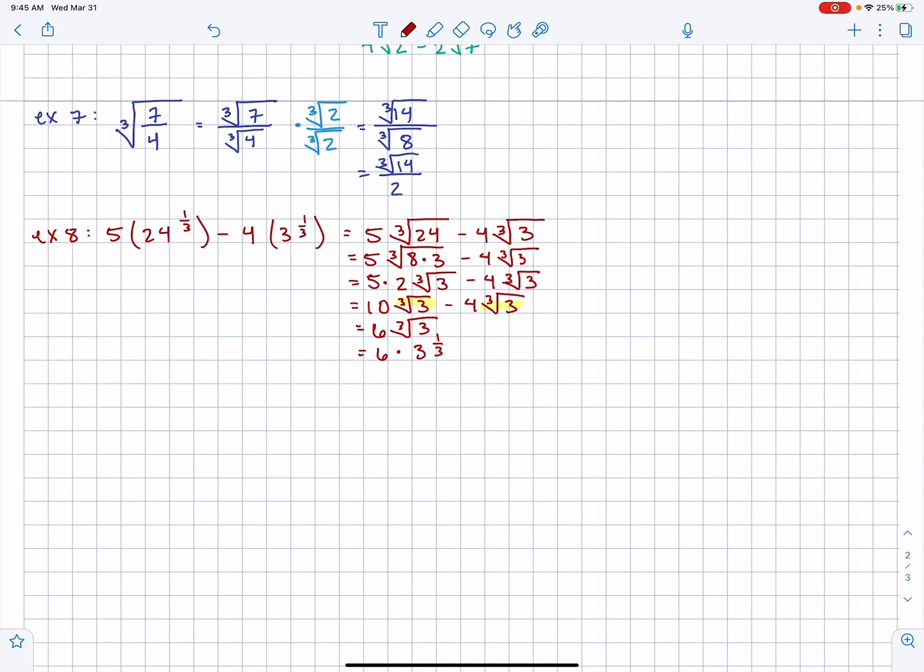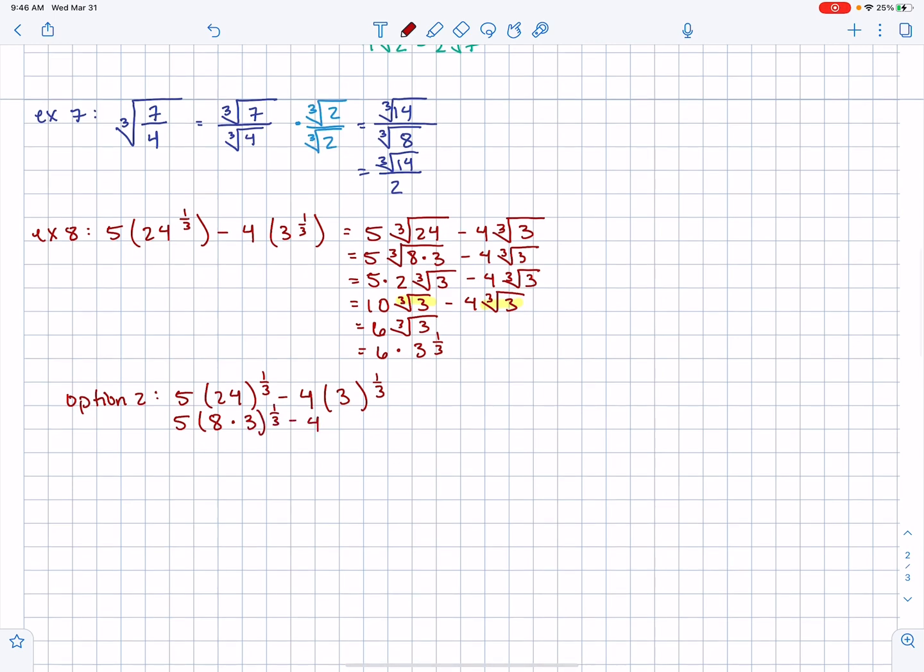All right, I do want to take a peek here at option 2. I'll write option 2 on the bottom. Option 2. So I'm going to start here. We have 5 times, I'm going to write 24, but I'm going to write it on the outside of those parentheses. It's the same thing. 3 to the power of 1/3. Okay, now I'm going to break up that 24. It's really similar steps to the other one, is that we have 8 times 3 to the power of 1/3 minus 4 times 3 to the power of 1/3.